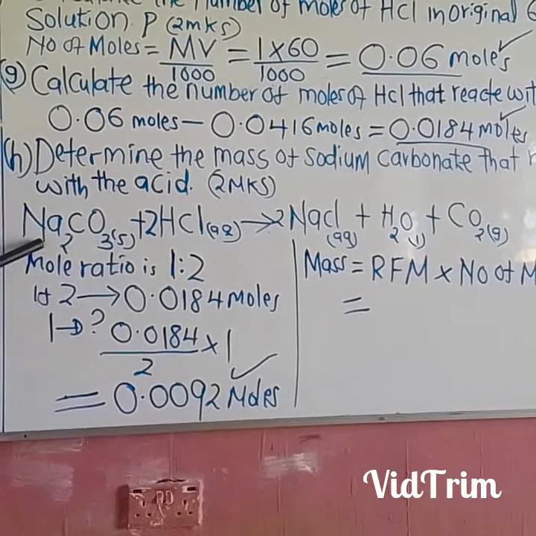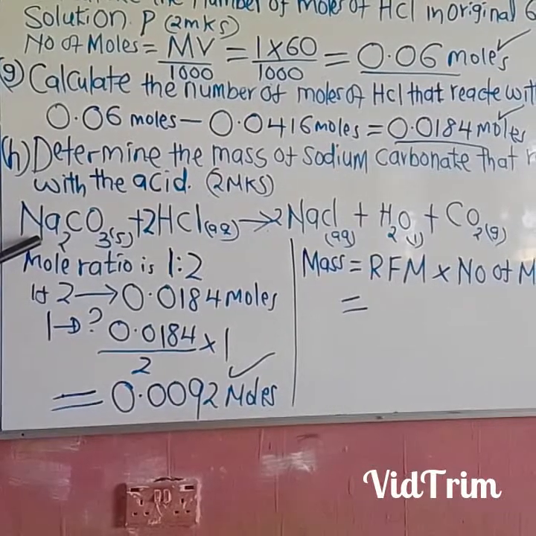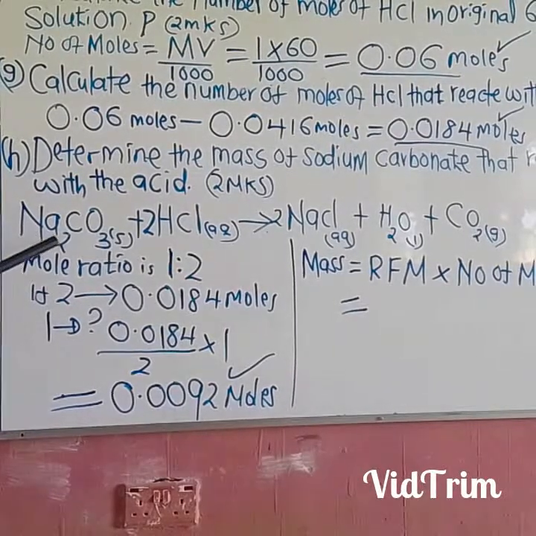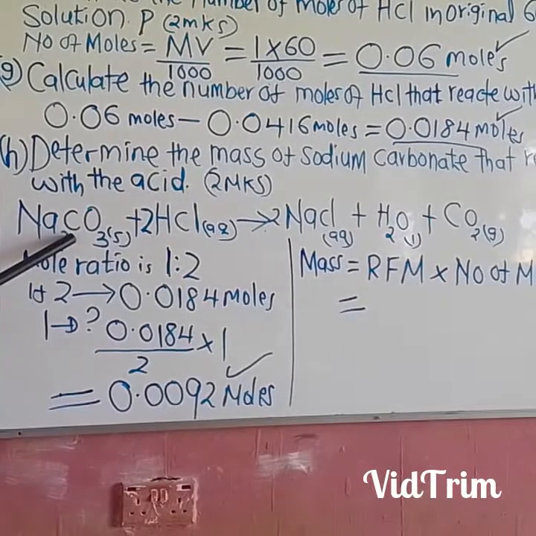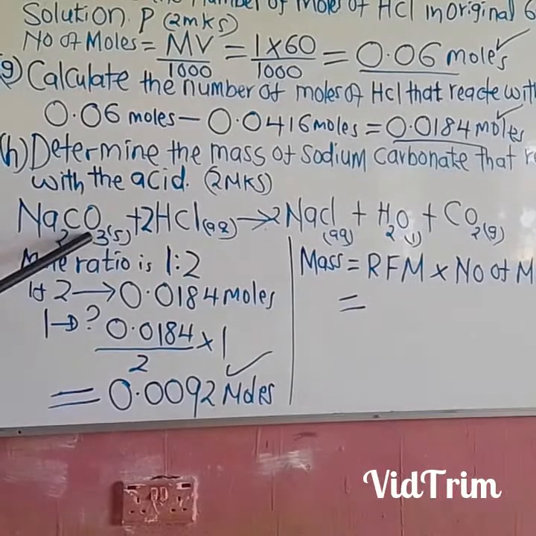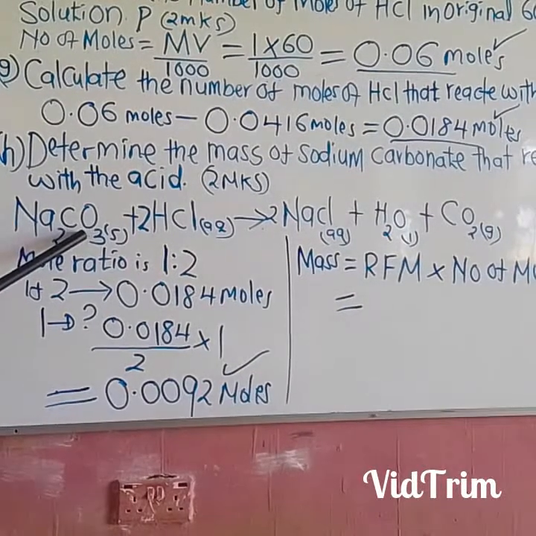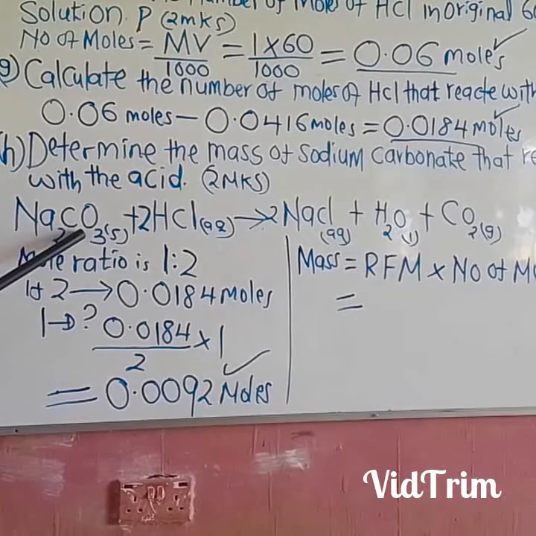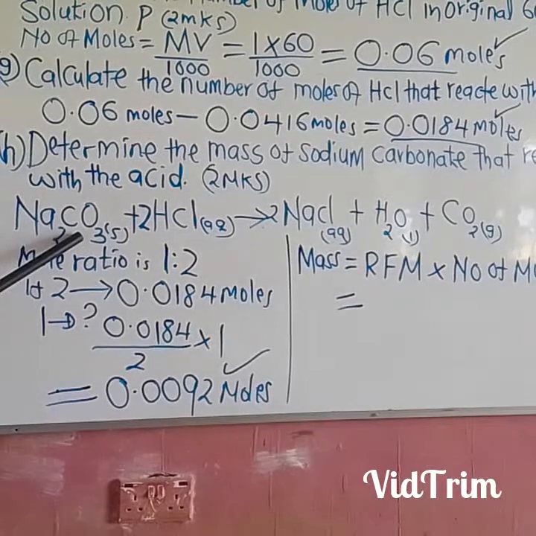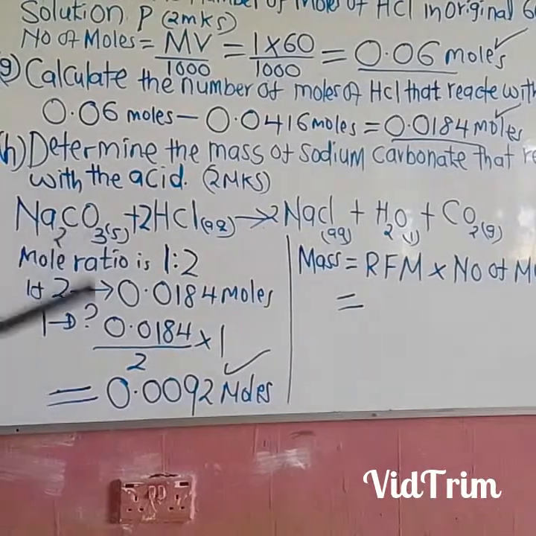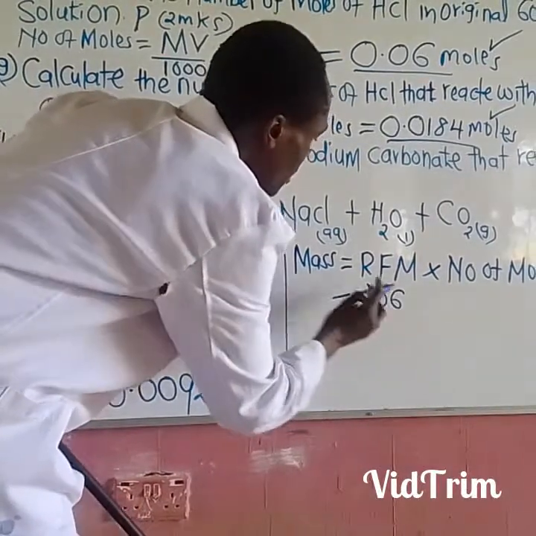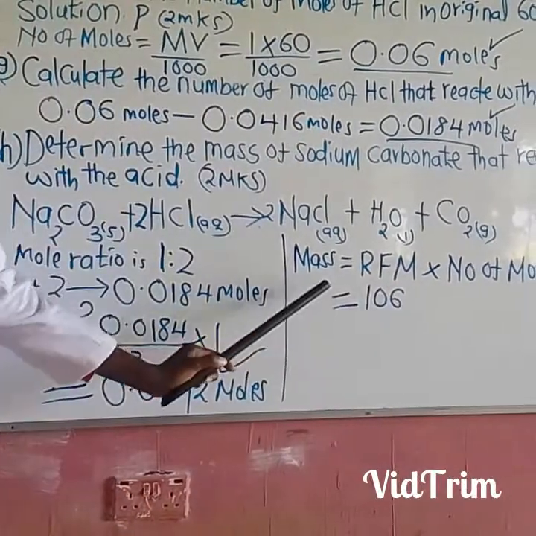The relative atomic mass of sodium is 23, and there are 2 atoms. So 23 times 2, 46. Carbon is 12. So 46 plus 12, that is 58. Then 3 atoms of oxygen, and each atom has a relative atomic mass of 16. 16 times 3, 48. 48 plus 58, that is 106. That's the RFM of sodium carbonate.